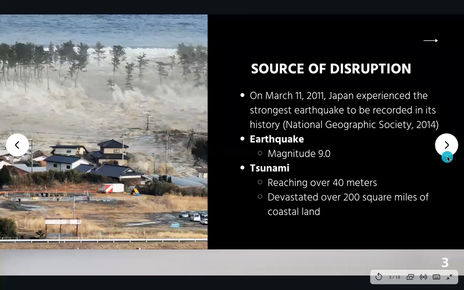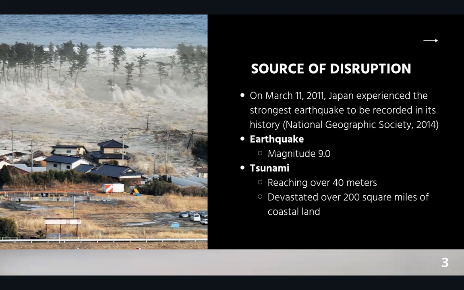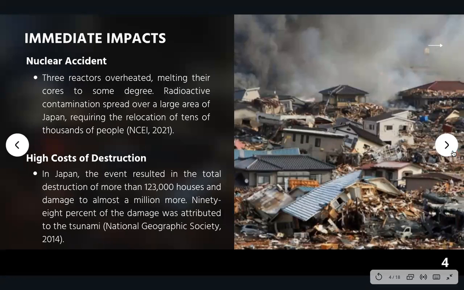Moving forward, what is the source of the disruption in this following case? On March 11, 2011, Japan experienced the strongest earthquake to be recorded in its history with a strong magnitude of 9.0. This was followed by a tsunami reaching over 40 meters and had devastated over 200 square miles of coastal land. Following the earthquake, the tsunami that it caused disabled the power supply and cooling of three Fukushima Daiichi reactors.